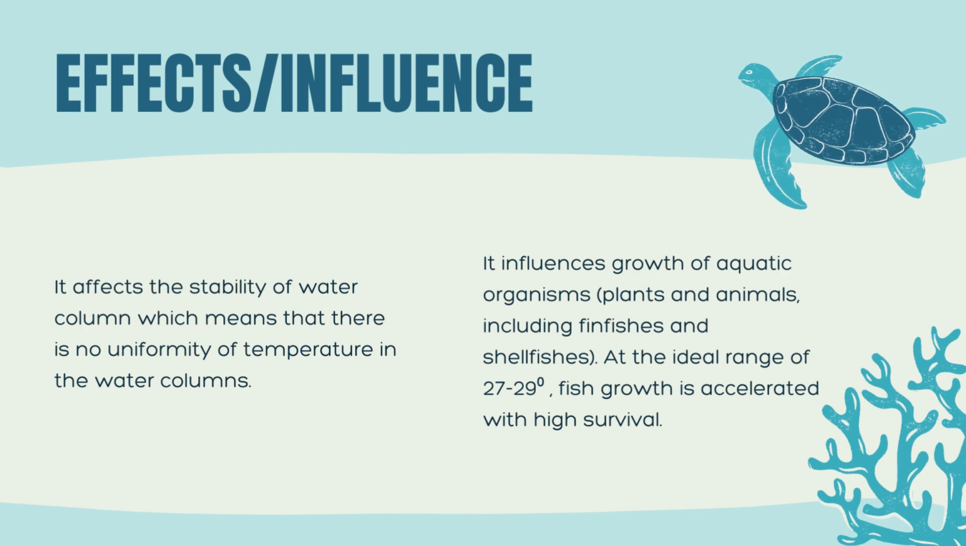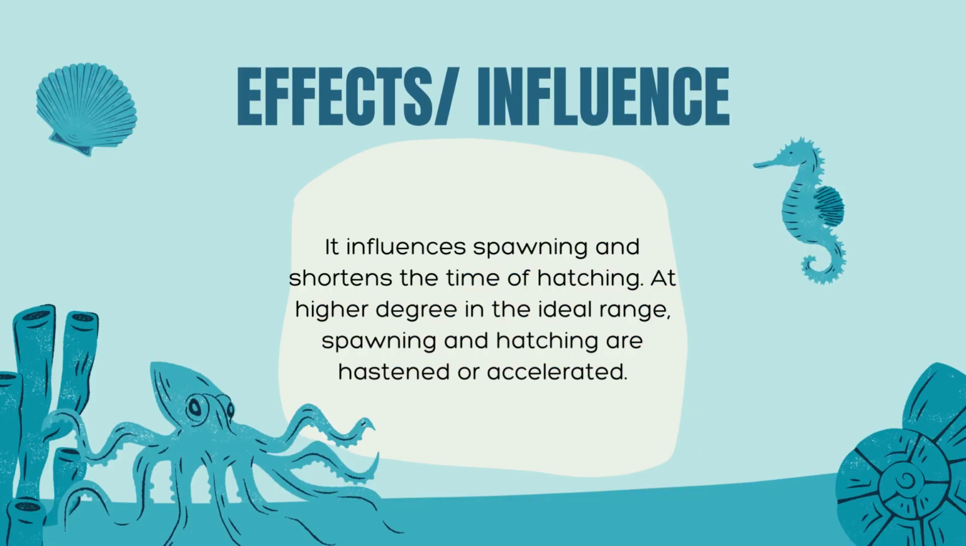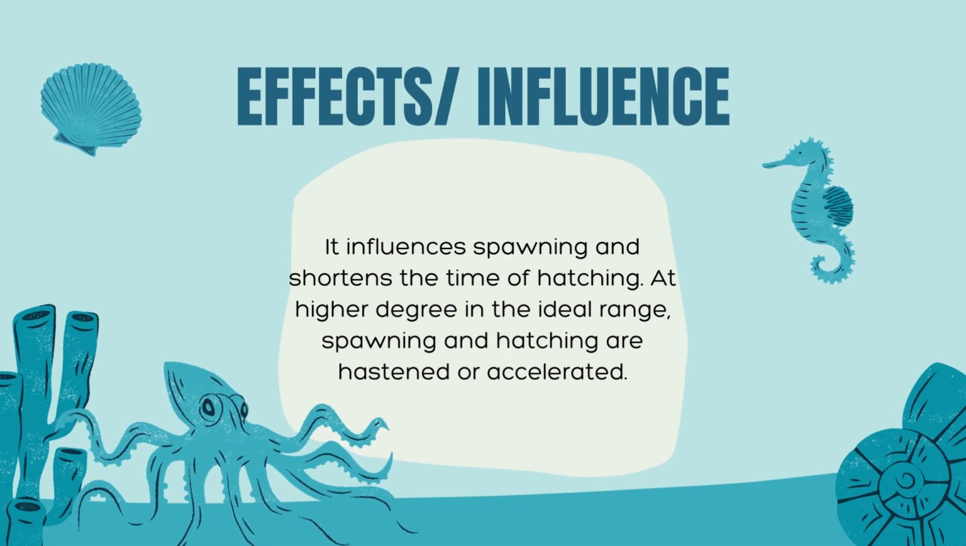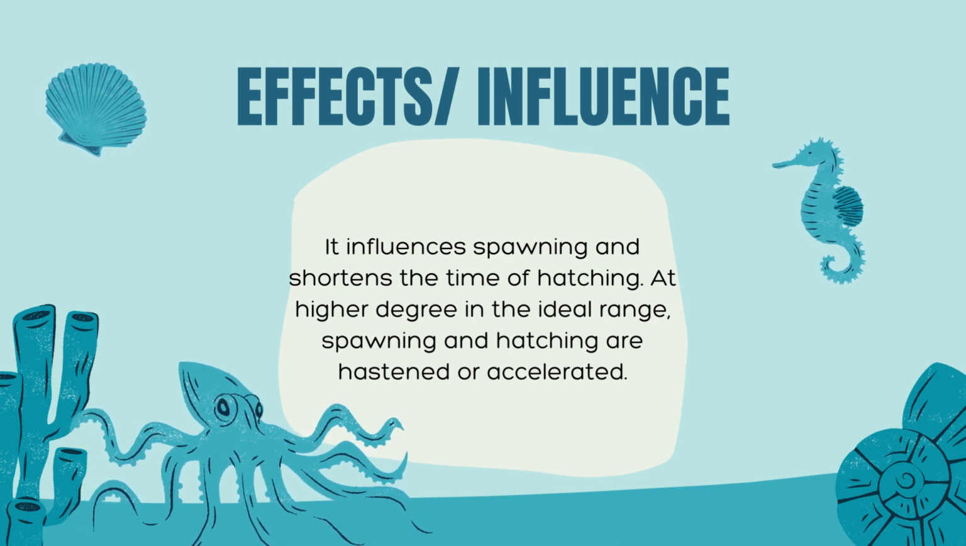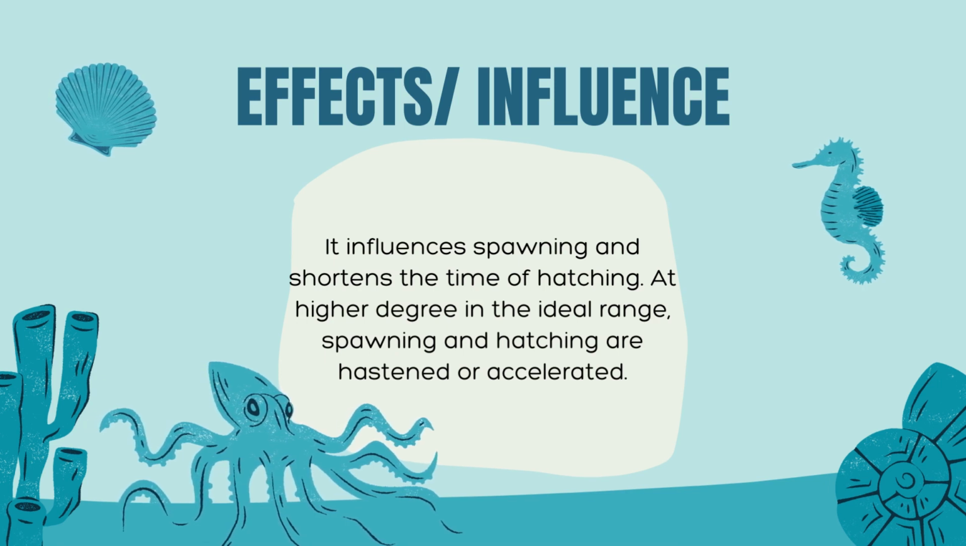It influences growth of aquatic organisms such as plants and animals, including finfishes and shellfishes, at the ideal range between 27 to 29 degrees. Fish growth is accelerated with high survival. Lastly, it influences spawning and shortens the time of hatching. At a higher degree in the ideal range, spawning and hatching are hastened or accelerated.